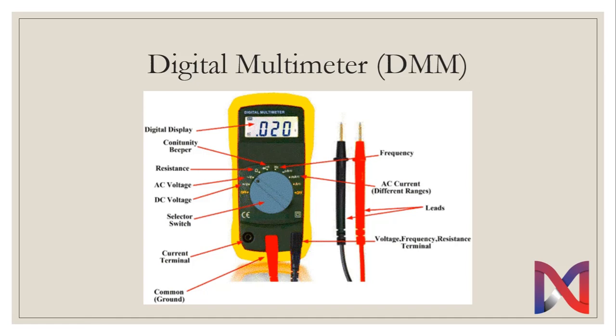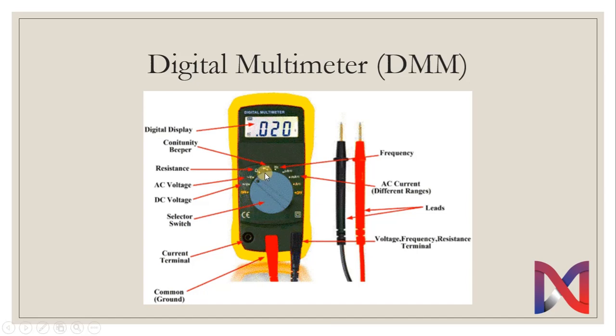Let's begin how the central switch is moved in order to take different readings. First of all, if resistor is needed to be measured, the central switch must be brought on to the omega sign. If AC voltage is needed to be measured, then it must be on V with a sine wave sign. If it's DC voltage, then it must be with a V with double bar sign.